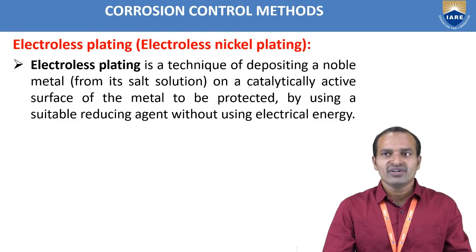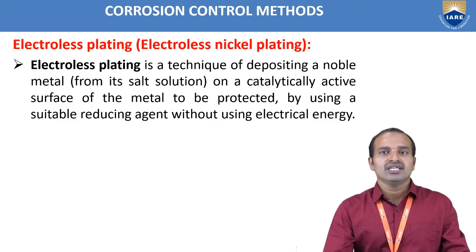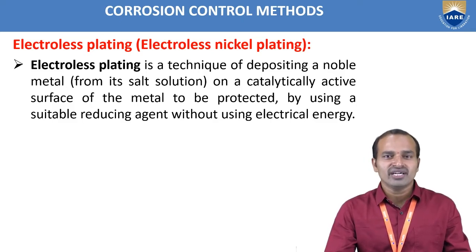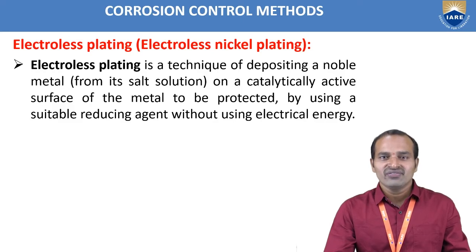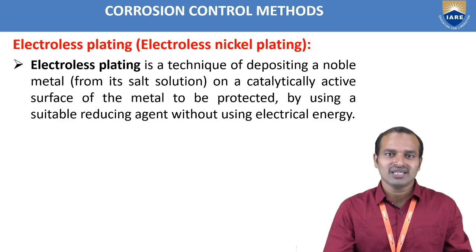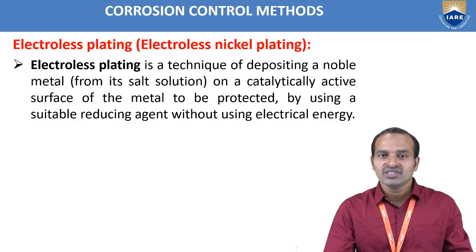Electroless plating is a technique of depositing a noble metal from its salt solution on a catalytically active surface of the metal to be protected, by using a suitable reducing agent without using electrical energy. In electroless plating, we use a suitable reducing agent. What does reducing agent mean? The substance which gives electrons to another substance is called a reducing agent.